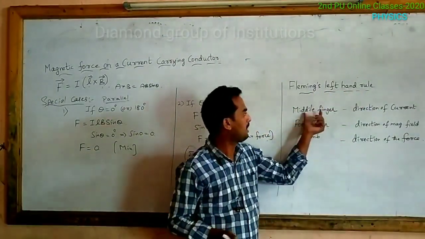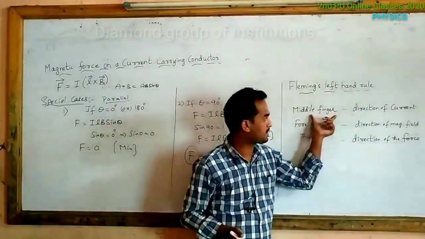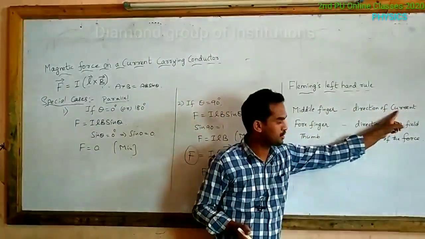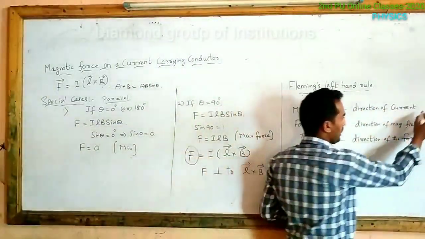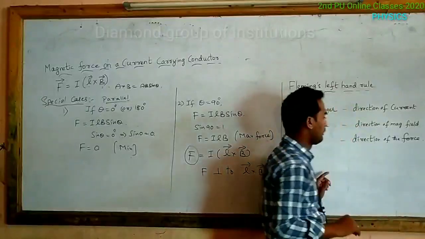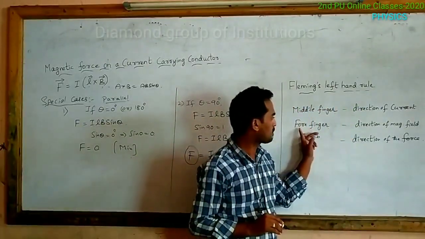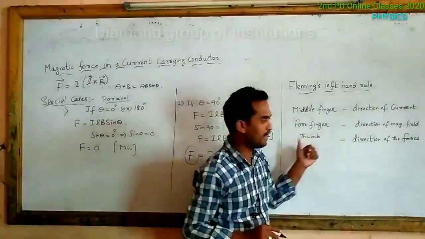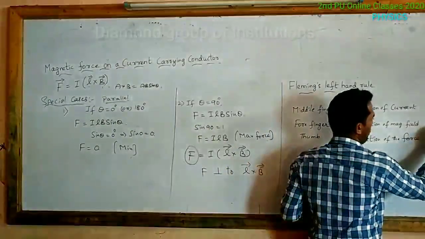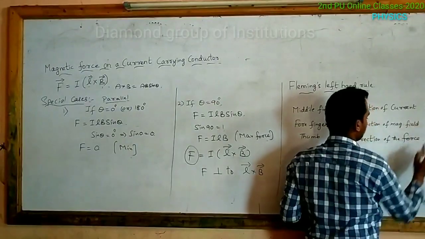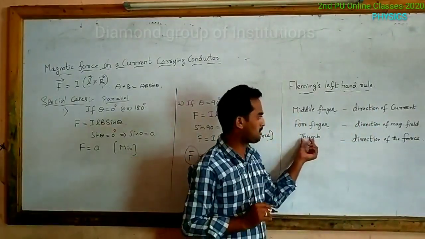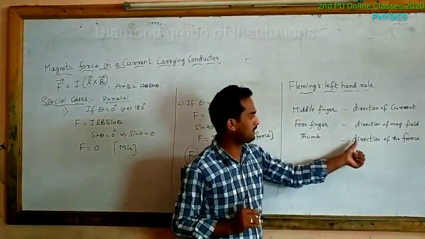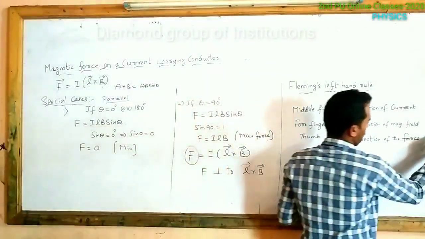See once again, the middle finger of your left hand shows the direction of the current. What is the direction of the current? The symbol is I. Next, the direction of the magnetic field is shown by your forefinger. The magnetic field symbol is B. Next, the thumb indicates the direction of the force.